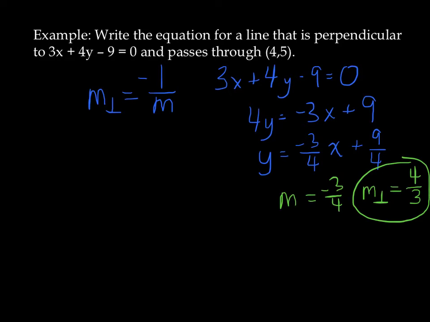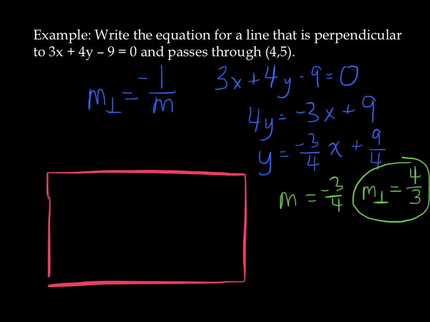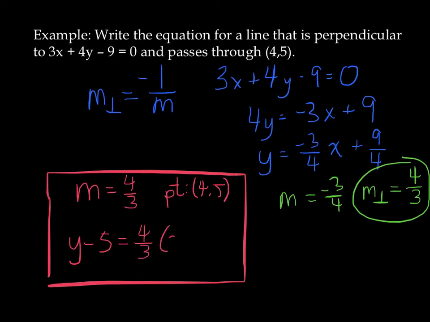So this is the slope of the line. We're actually now able to write the answer to this question. Here it goes. We know that the slope of our line is 4/3, and we know it passes through a point 4, 5. Using the slope point form, we can write the answer. y minus 5 equals 4/3 times x minus 4. That's the equation of a line that's perpendicular to 3x plus 4y minus 9 equals 0 and passes through 4, 5.